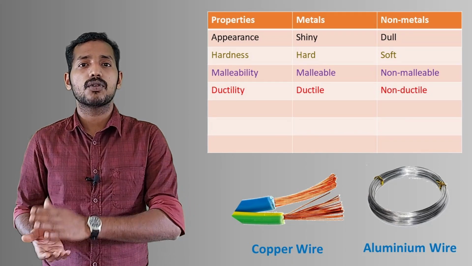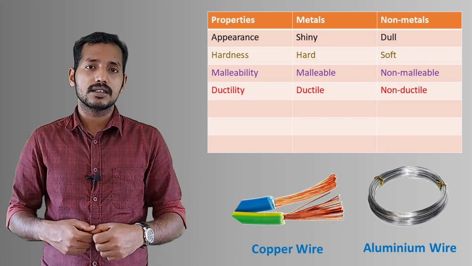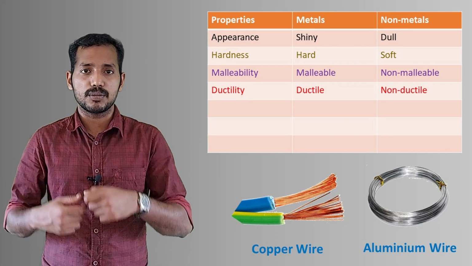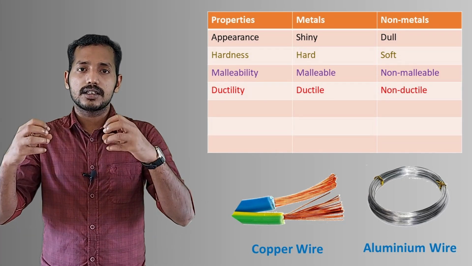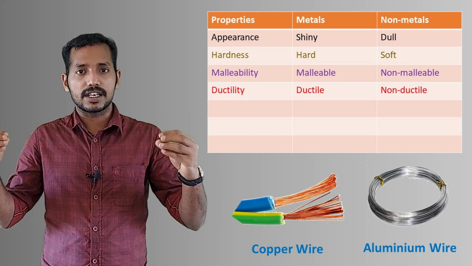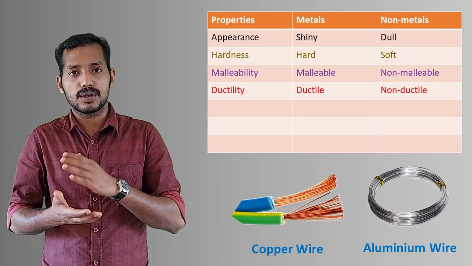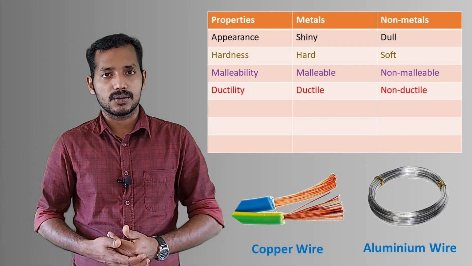Clear? While in case of non-metals, if you try to pull and make them into wire, it is not possible. They will break down. If you apply too much force at the end of a non-metal, it will break into two pieces. It will not be made into thin wires. So this is another physical property.